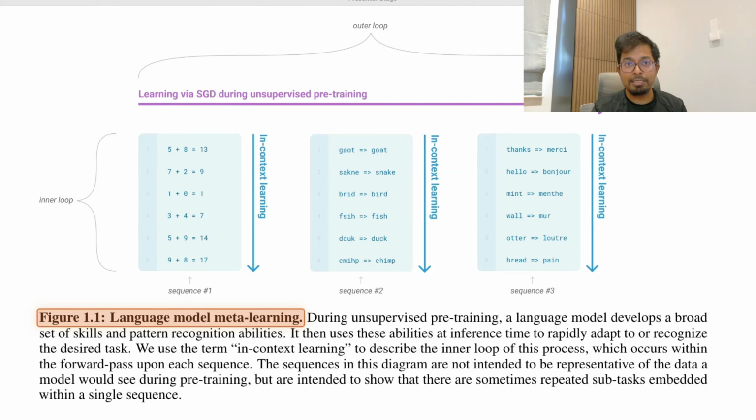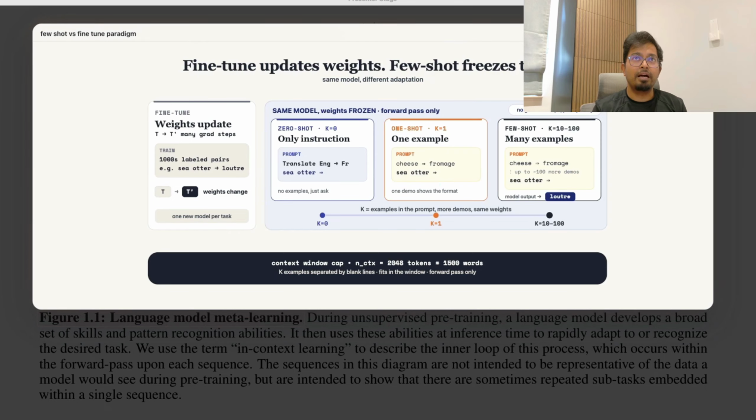It uses skills it already has to figure out on the fly which task you want. So put simply, the outer loop actually learns the skills and the inner loop picks the right skill out of the prompt and applies it. That's also called meta learning. The model has, in a sense, learned how to learn. And hence, a natural question follows. Then, where does fine tuning fit in this two loop picture?